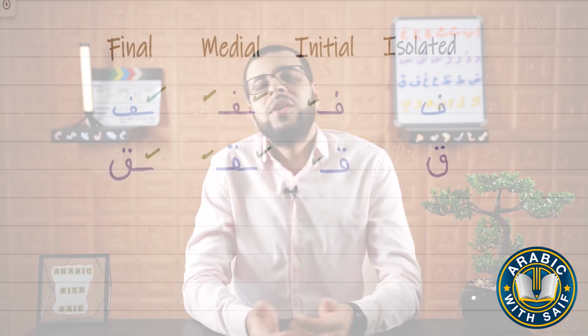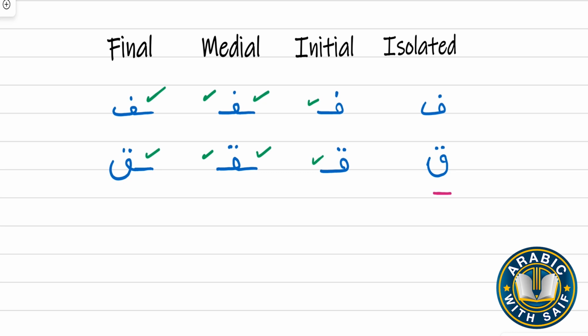Now let's move to letter Qaf, four forms. We know the isolated form of Qaf as we studied in level 1. If Qaf in the beginning of a word, it will be same as Fa, but with two dots on top, allows to connect any letter after. If Qaf in the middle of a word, it will allow to connect any letter after and before. And if Qaf at the end of a word, it allows to connect any letter before.